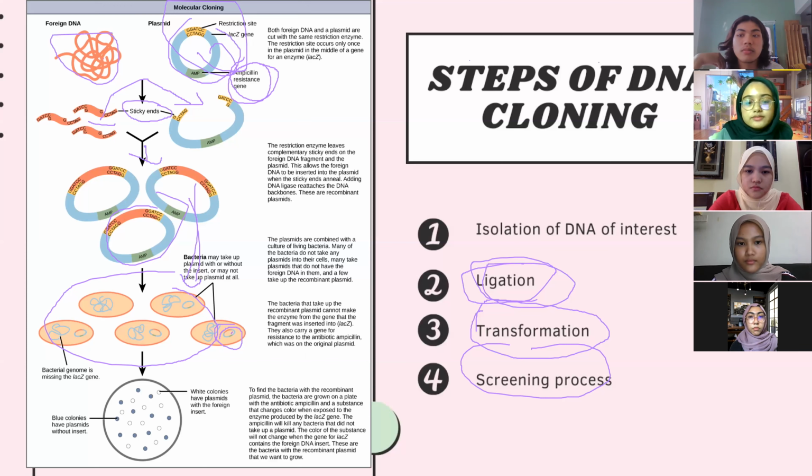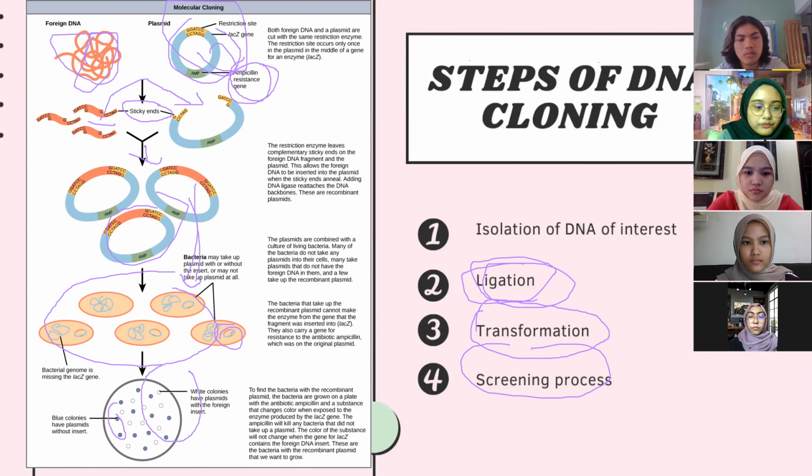And then next, once the bacteria that does not contain the plasmid die, we also have the bacteria that contains plasmid but doesn't have the foreign DNA. So then we insert this into the agar medium. The agar medium provides two different colors, which are blue and white.